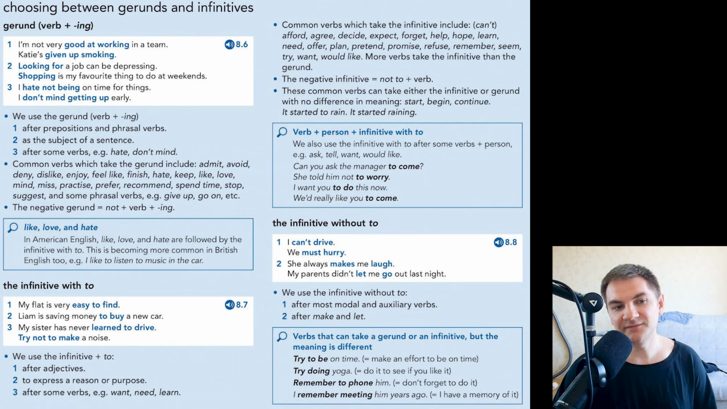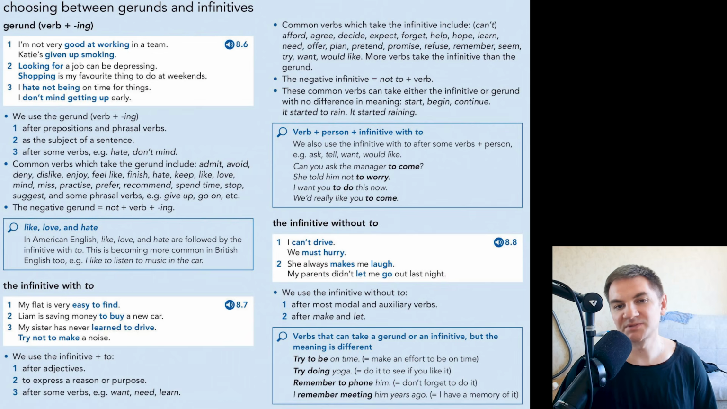Next part, the infinitive with to. My flat is very easy to find. After adjectives. Liam is saving money to buy a new car. To express a reason or purpose, to say why. My sister has never learned to drive. Try not to make a noise. After some verbs, for example, want, need, and learn.